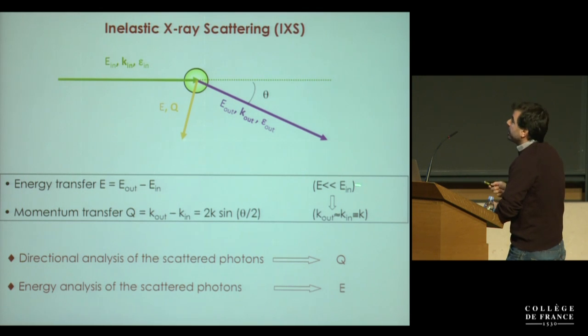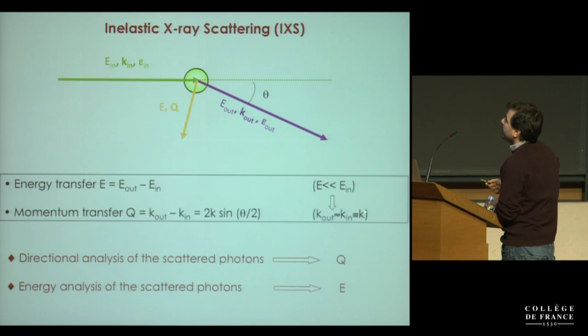Now, in the limit of exchange energy much smaller than incoming energy, which is the case for a phonon, a collective vibration with a typical energy of the order of 10 millielectron volts, excited by X-rays of the order of 10 kiloelectron volts, the modulus of the momentum is essentially unchanged, and the only quantity giving the momentum transfer is the scattering angle theta.